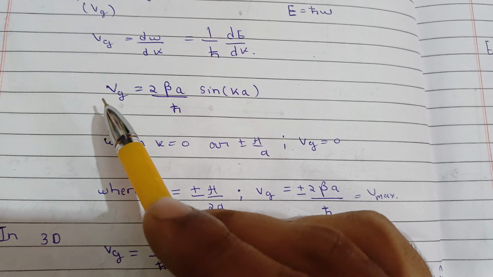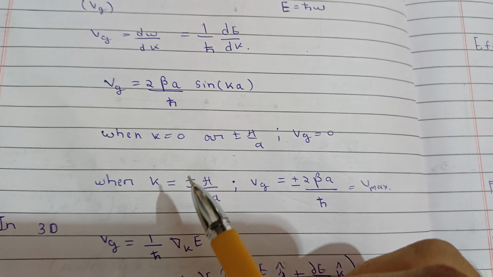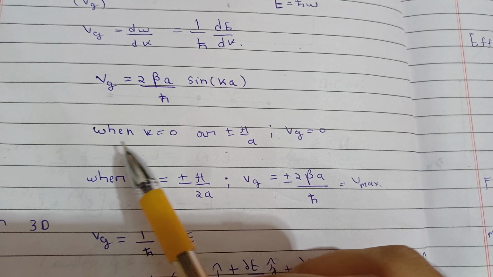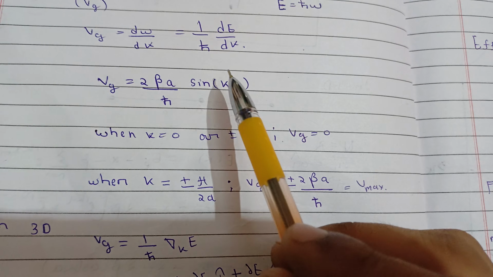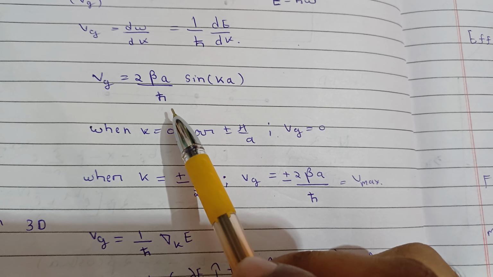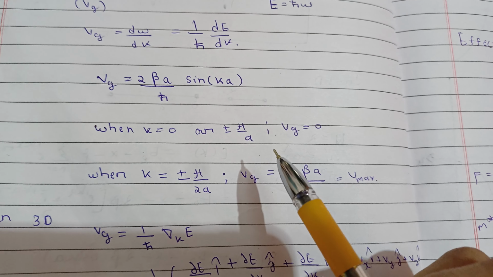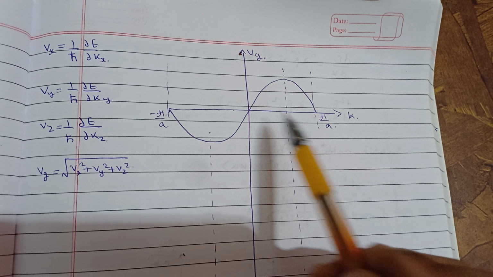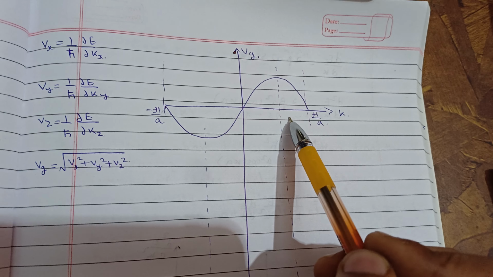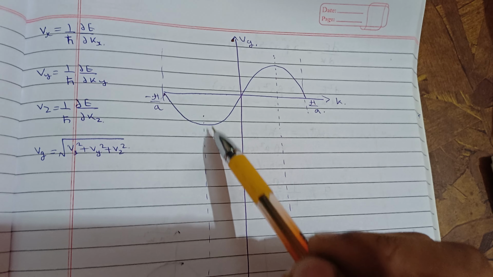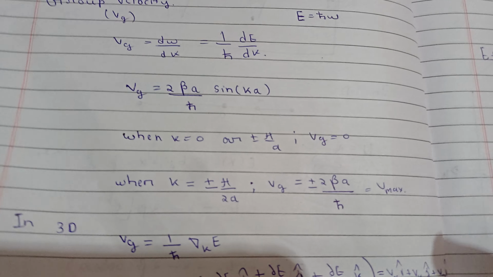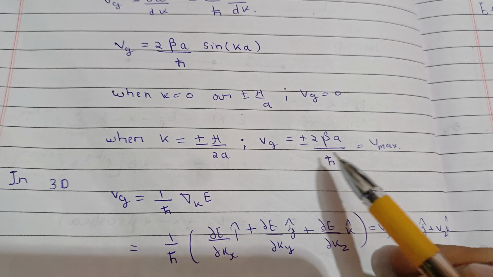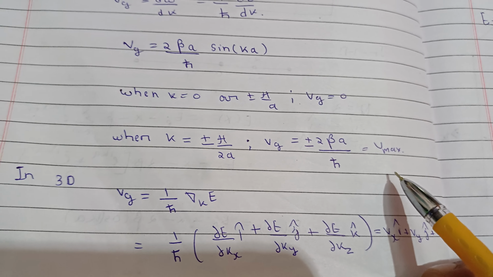Now we will try to plot this group velocity as a curve with respect to k. So on the y-axis we will plot Vg, and on the x-axis it will be k. What you will see is that at k equal to 0, Vg is 0, and if it is plus minus pi by a, then also Vg is 0. Okay, so it's just a simple sine curve. It is maximum when k equal to plus minus pi by 2a, somewhere in the middle, and the maximum value of Vg is plus minus 2 beta a by h cut.